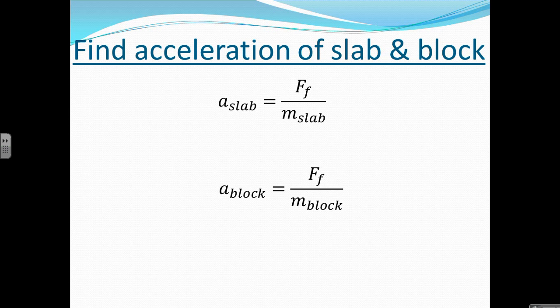Note that the block or the slab underneath does not accelerate based on the combined masses. It only accelerates based on the net force acting on it. Because for the combined masses together, the net force is 0 because the force of friction from each of the scenarios cancels each other out. So the acceleration of the slab only depends on the mass of the slab. The acceleration of the block only depends on the mass of the block.